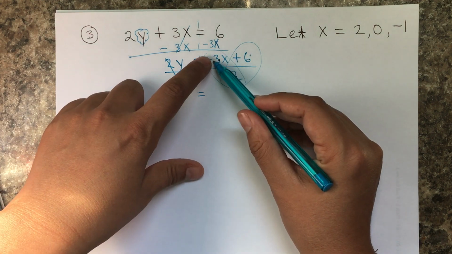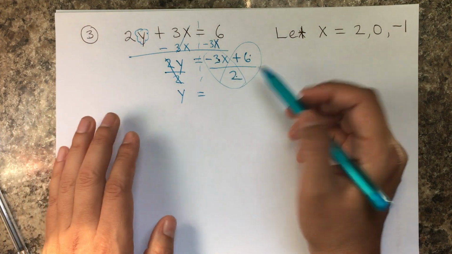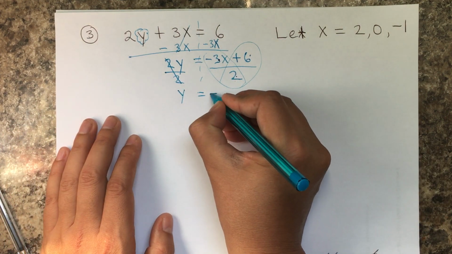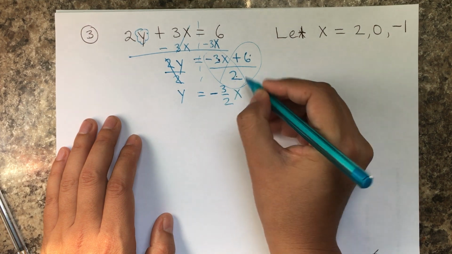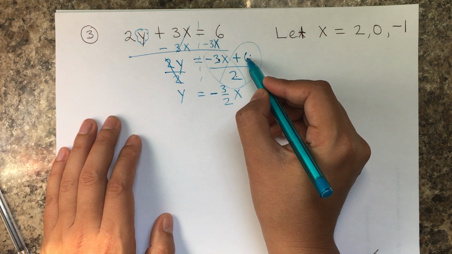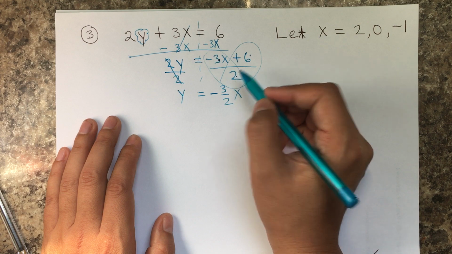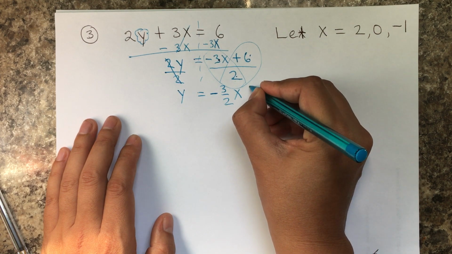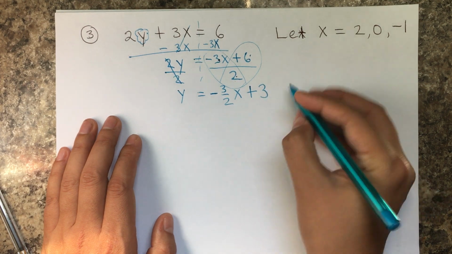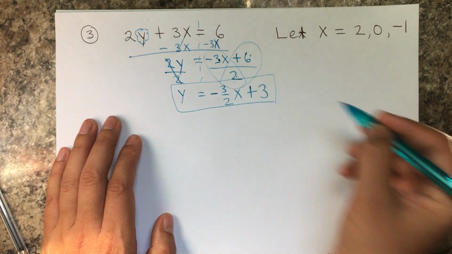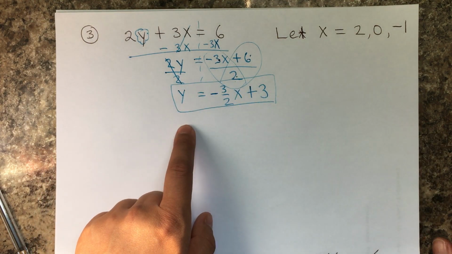So since negative 3 cannot be divided by 2, we're just going to put it as negative 3 halves x. And then we go to the next one and say 6 divided by 2. That one can be divided, so we're going to put plus 6 divided by 2 is 3. We put 3. So this is our new equation that we're going to be working with. Okay?